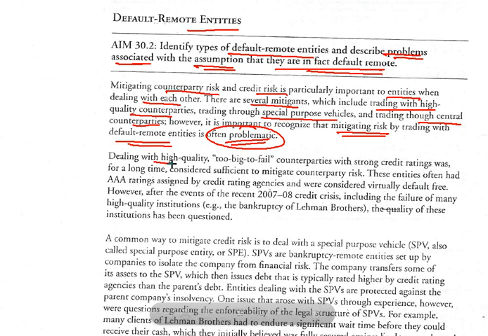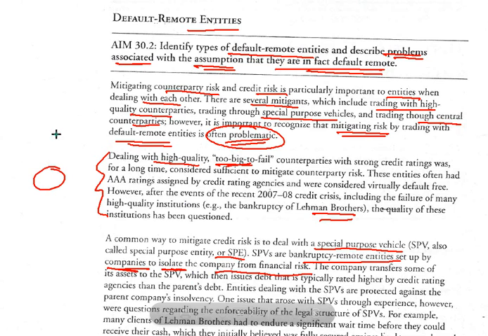We have seen that dealing with high quality, too big to fail entities can be problematic. An example was the bankruptcy of Lehman Brothers. A common way to mitigate this kind of risk when you are dealing with high quality entities is to deal with a special purpose vehicle, or special purpose entity. These are bankruptcy remote entities which the company sets up. These will isolate the entities from the financial risk.